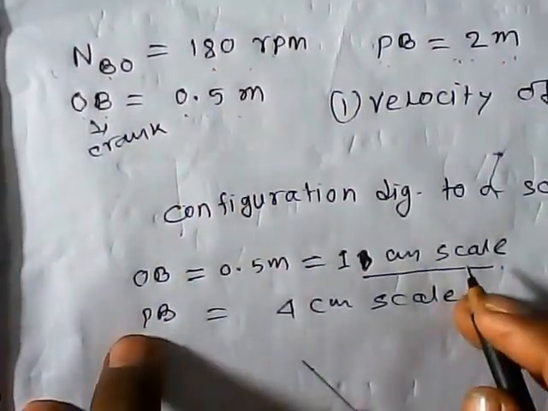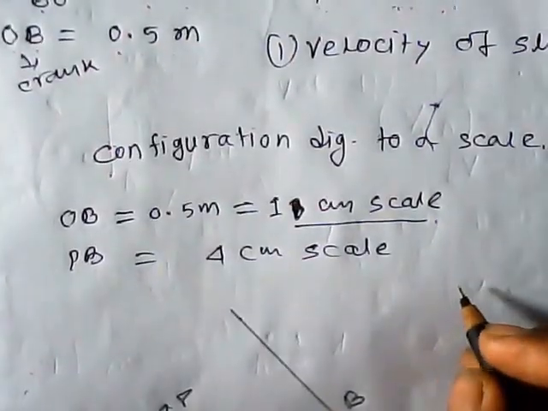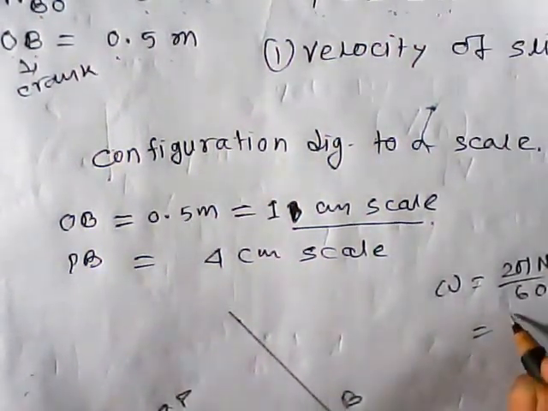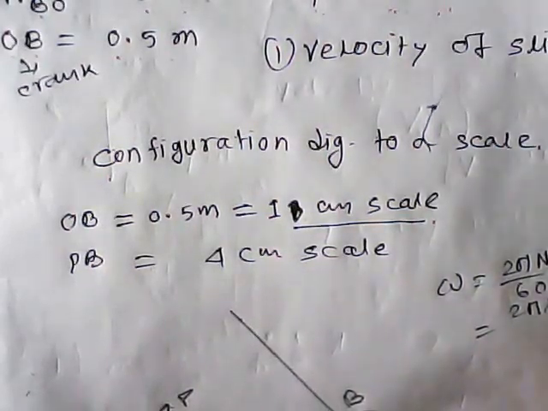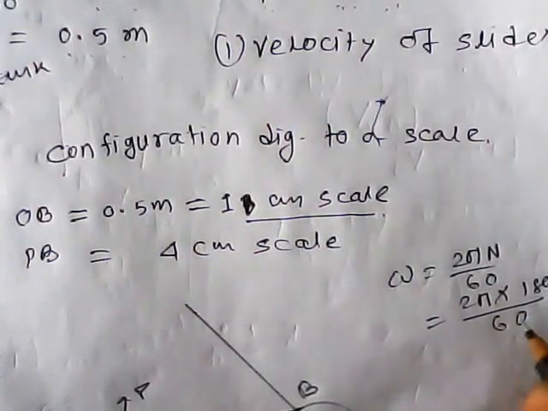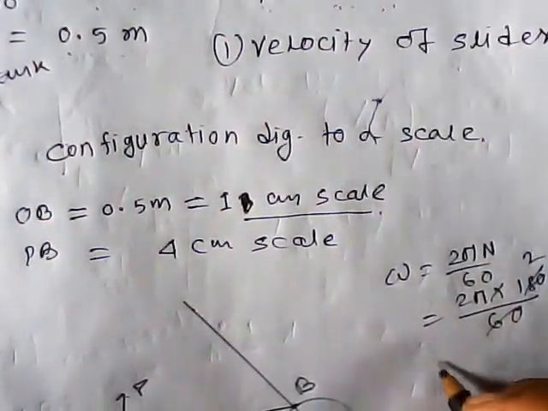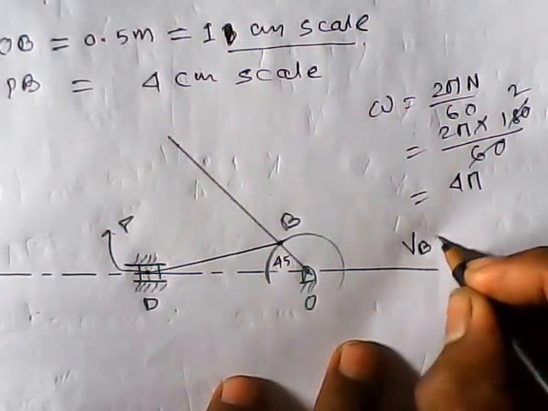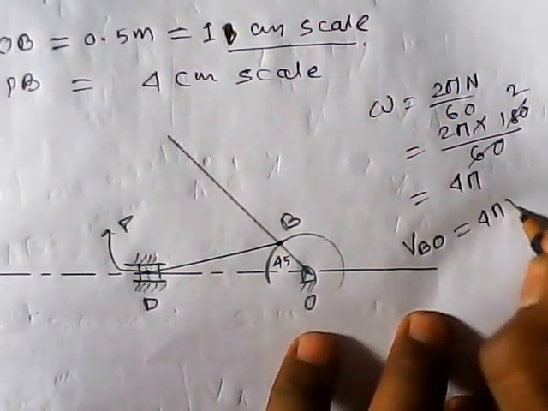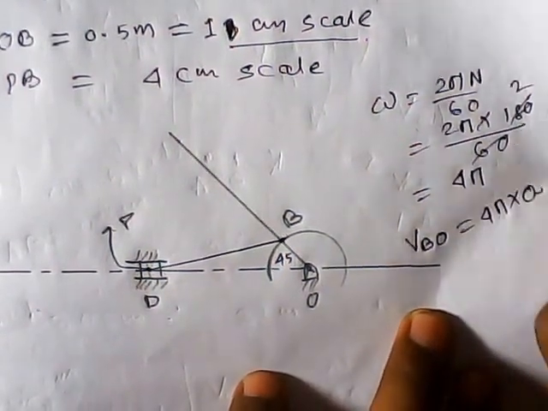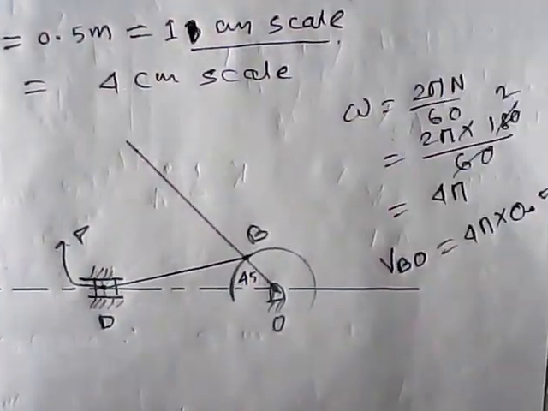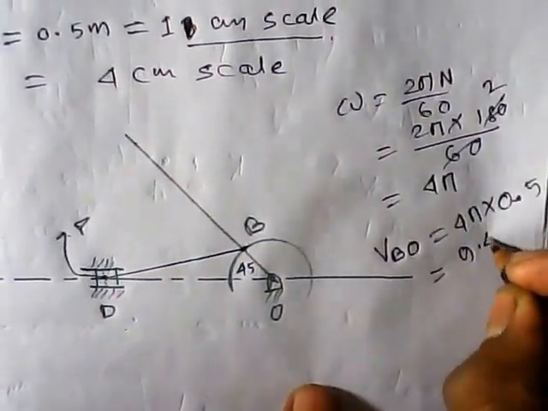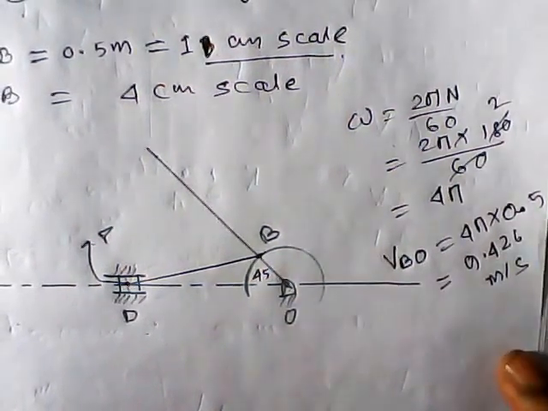Here the number of rotation per minute is 180 rpm, which is given. So we know the angular velocity of the crank, omega equal to 2 pi N by 60, 2 pi into 180 divided by 60, that is 4 pi. So velocity of B with respect to O, the fixed point, is 4 pi into the length 0.5. So velocity of B is known, that is 9.42 meter per second.